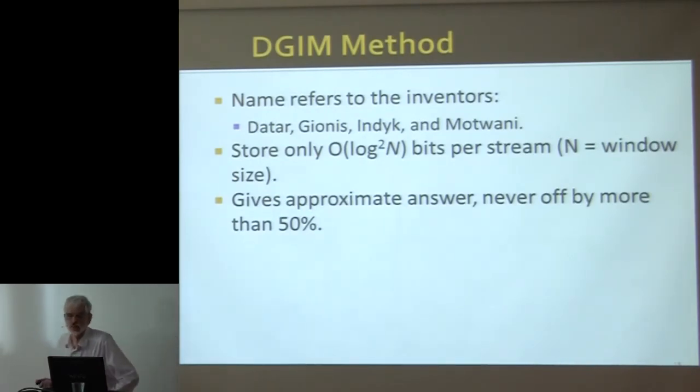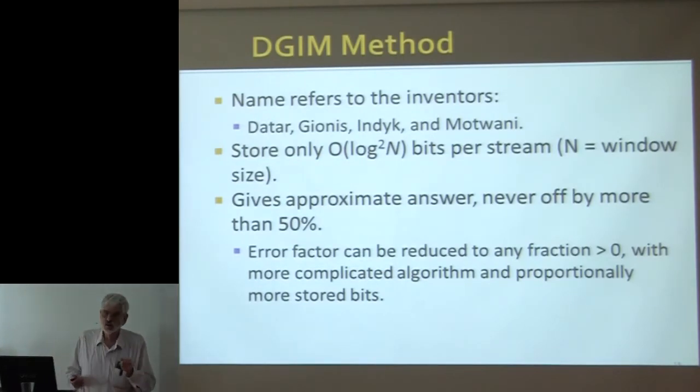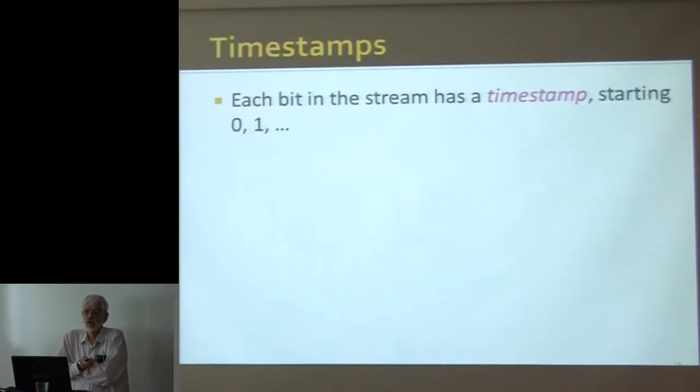As I said, it will give you an approximate answer. In the version I give you, it can be off by as much as 50%, but you can improve that down to anything greater than 0. It would still be order log squared n bits, but the constant factor grows inversely with the epsilon that you want to be the maximum error factor.